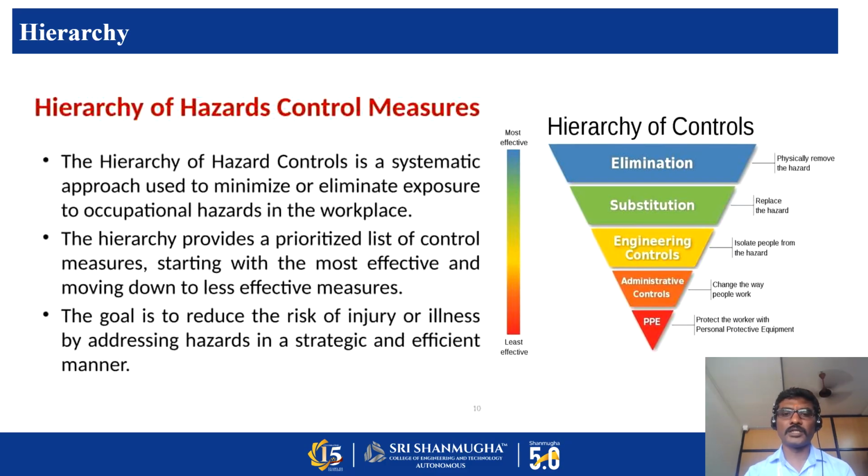Then, hierarchy of hazard control. In this picture, we show the hierarchy of hazard controls: elimination, substitution, engineering control, administrative control, and finally the PPE kit. Hierarchy of hazard control is the systematic approach used to minimize or eliminate exposure to occupational hazards in the workplace. The hierarchy provides a prioritized list of control measures, starting with the most effective and moving down to less effective measures. The goal is to reduce the risk of injury or illness by addressing hazards in a strategic and efficient manner.